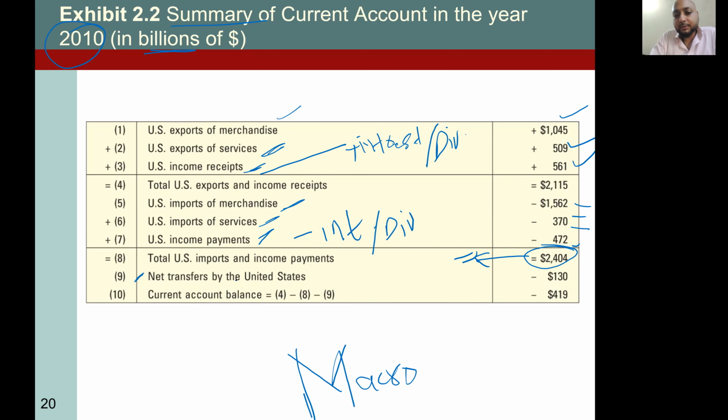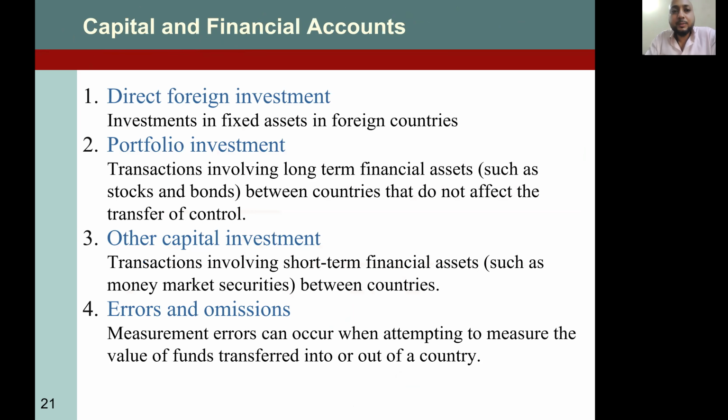The last one is net transfer by the United States in the form of aids or something. It's 130 billion. So the current account balance is going to be 4 minus 8 minus 9, which means the trade balance minus the net transfer income account is going to be 419, right? So let's just move forward with the capital and financial account.